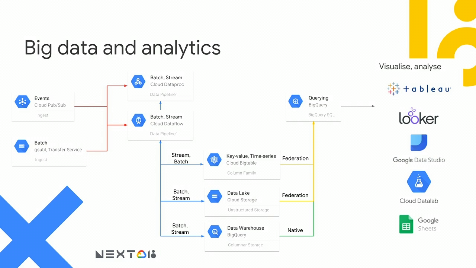From there, if you were going to query that data, well, BigQuery is native, so you would have native storage and your querying is going to be optimal. Then there's the federation to the other types of storage. And then from that, you can go and visualize it with a whole host of different applications as well, or run your models, or whatever it is that you're trying to do there.